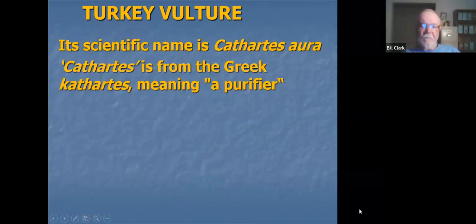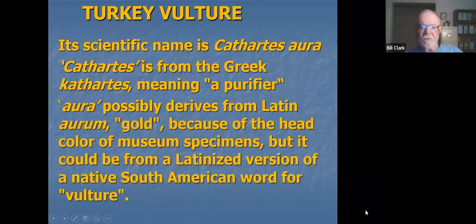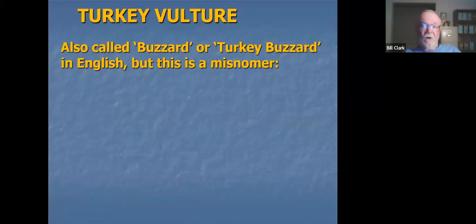The scientific name for turkey vulture is Cathartes aura. Cathartes is from the Greek for a purifier, and aura is probably derived from a Latin aurum for gold because of the head of many museum specimens, but it could also be a Latinized version of a native South American word for vultures. And there are, as we'll learn later on, many words for vultures in the rest of the Americas. But they've also been called buzzard or turkey buzzard, but this is a misnomer.